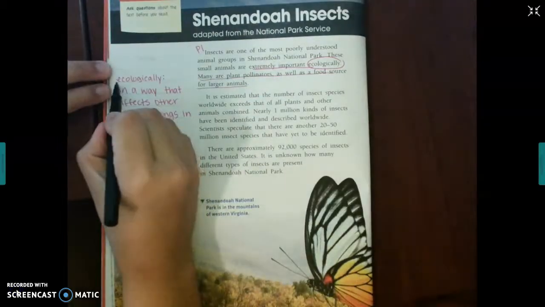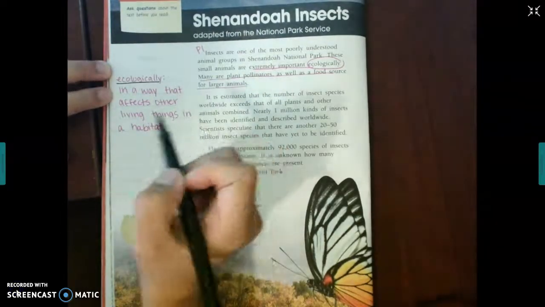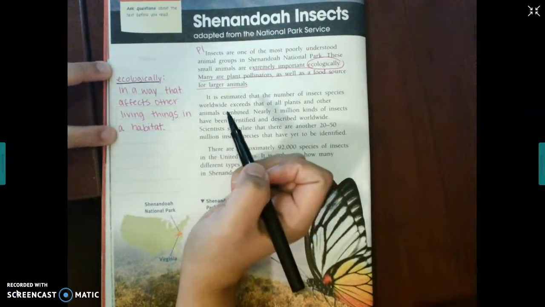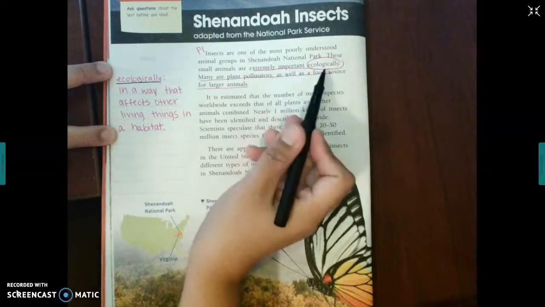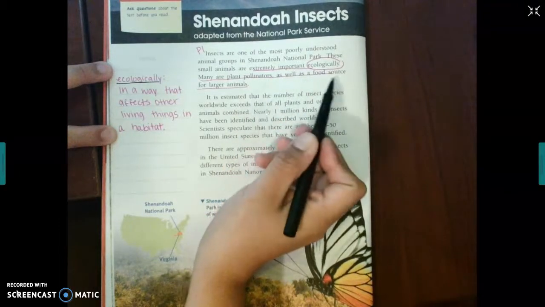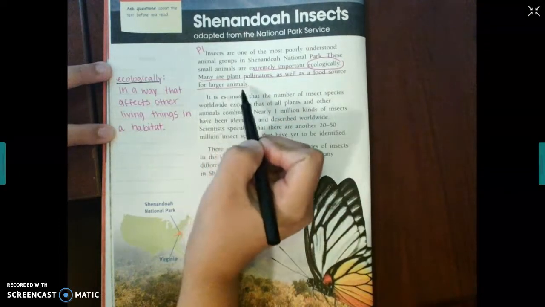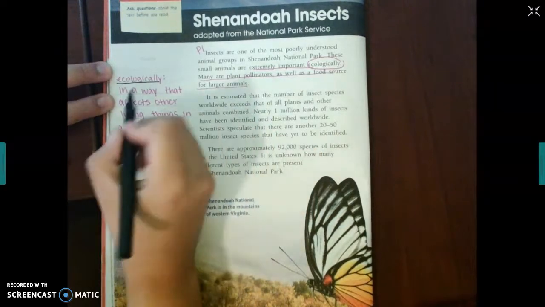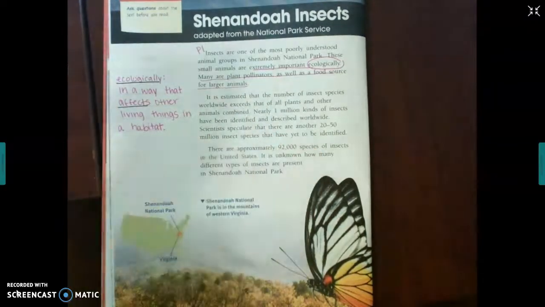So here's my definition again. Ecologically, in a way that affects other living things in a habitat. So they're extremely important because they're a food source for other animals. So they affect other living things in a habitat.